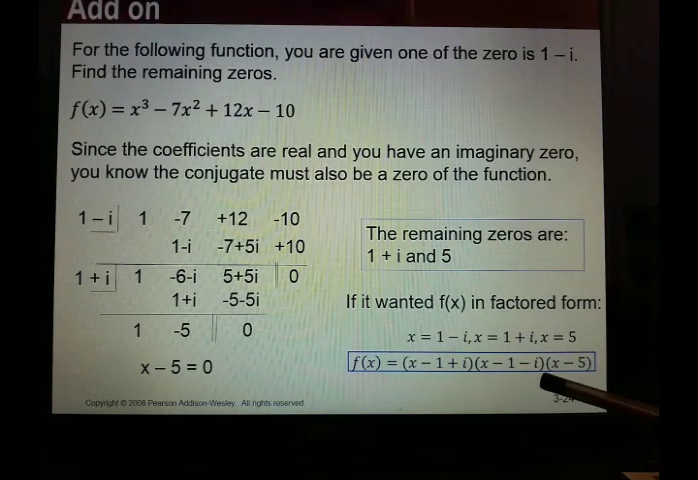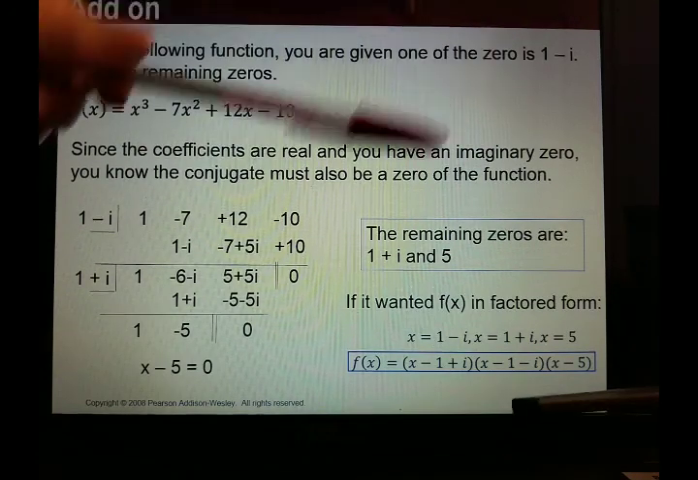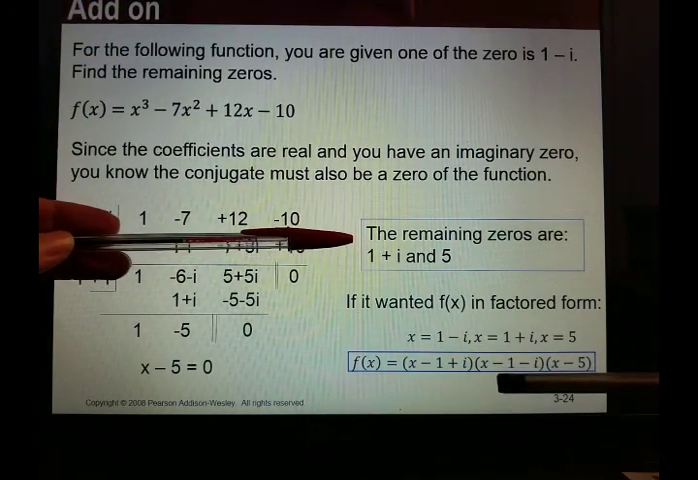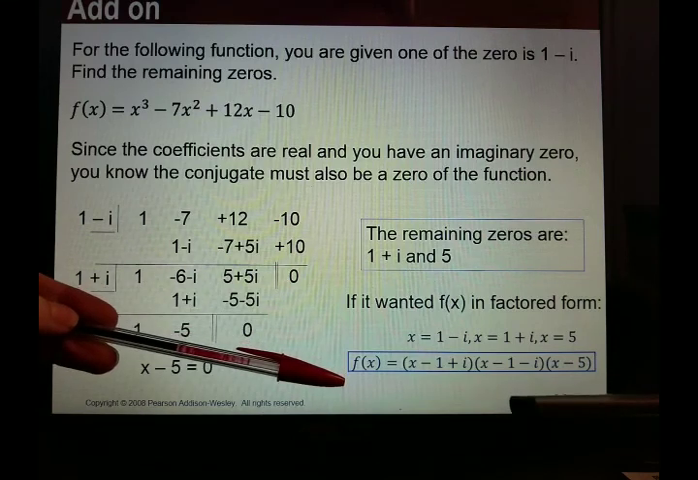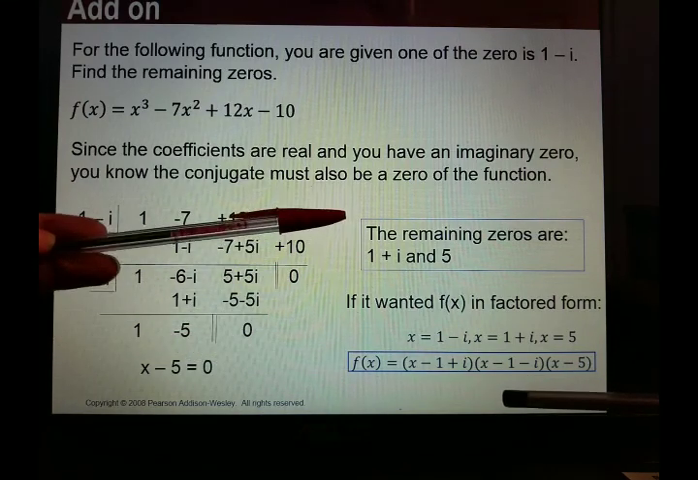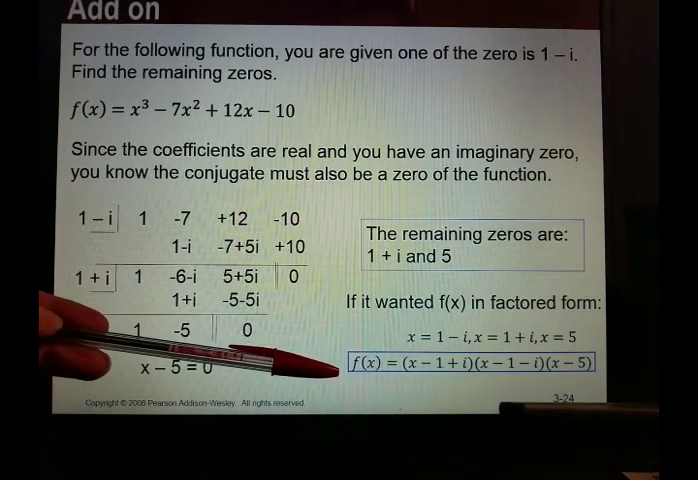So again, you got to really read your directions. Some of the questions in this homework and on my test are going to say just find the zeros, the remaining zeros. Some will say what's the answer in factored form. You need to make sure you put it like this. So are you finding the zeros or do you want the answer in factored form?